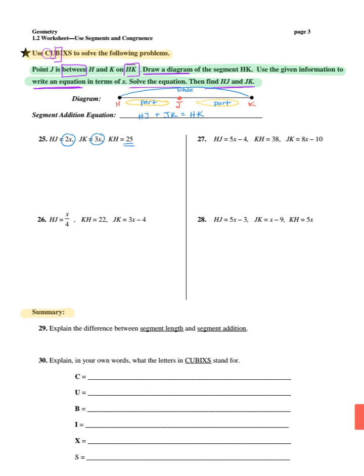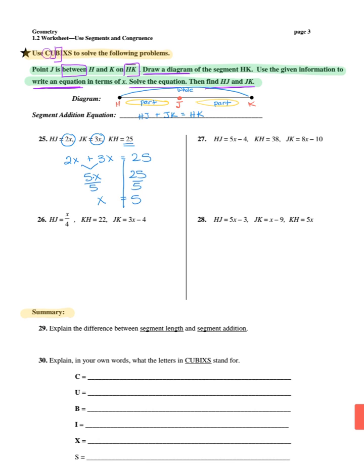To set up the equation, we take the 2 parts, we add them together, and we equal that to 25. Then you're going to solve this problem. 2x plus 3x, like terms, makes 5x. 5x equals 25. Those are multiplied together, so we will divide out the 5, and we get x equals 5.